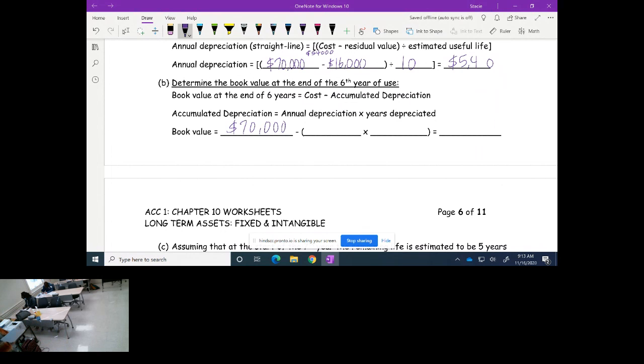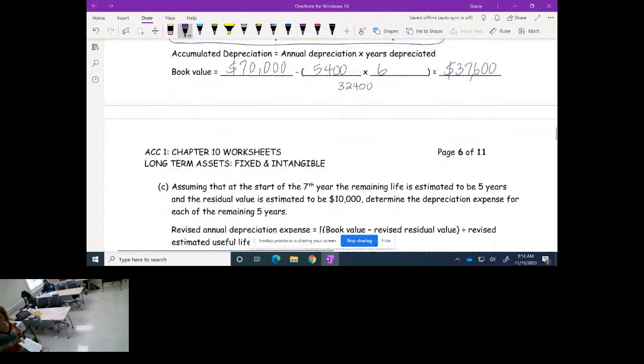So we're going to take our cost minus accumulated, which is what our formula says. Okay, and then to get our accumulated, we've got to take this 5,400 times 6. That's how many years they're saying we've used it so far. All right, so this gives you 32.4 if you want that. And then at this point, our book value is 37.6. Have y'all got any questions? Because I kind of hit that there. Kind of messed up and fumbled.